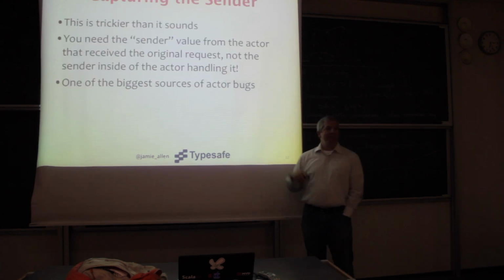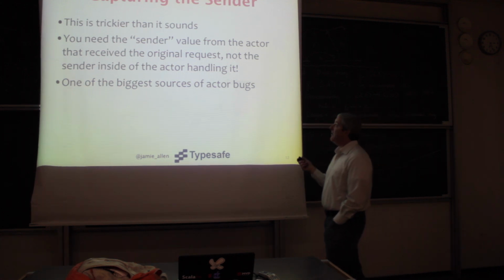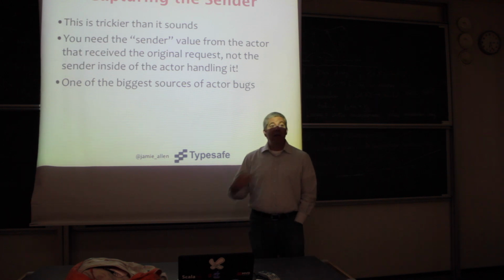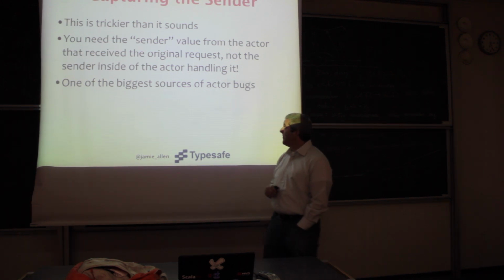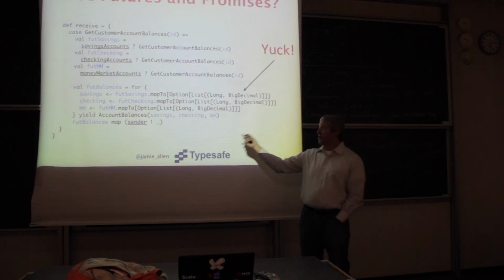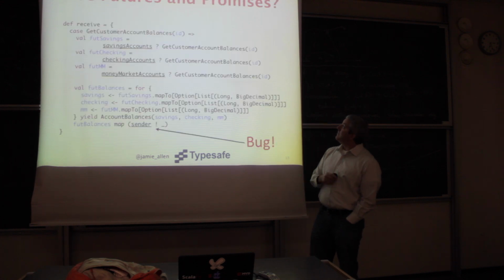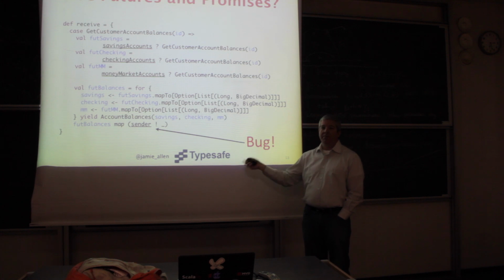So, yeah, capturing a sender, just like we were talking about, this is trickier than it sounds. You need the sender value from the actor that you want to respond to, not whom the actor was currently working with. And I find this to be one of the biggest areas of bugs. So if I'm using pipeTo and what you're saying is true, then I'm less likely to have this problem than if you're doing it the way I'm showing here. So, yeah, I've already talked about this sort of ad nauseam.